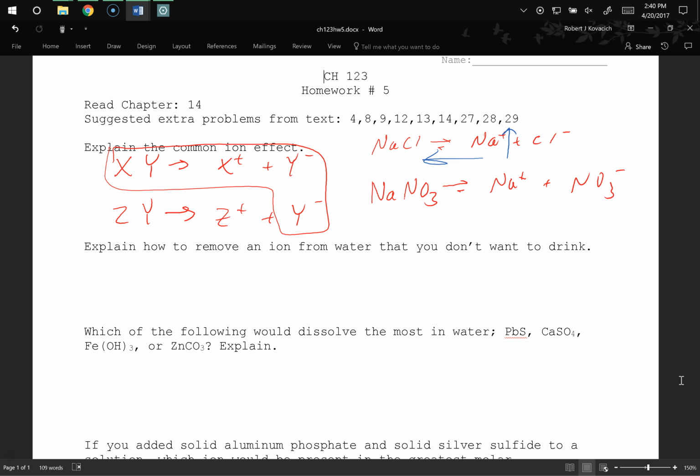Wait, what did you just ask me? If you could use the common ion effect but not make something into a solid. You mean make it stay aqueous? Yeah, not necessarily have your end goal be to make something a solid again. Get it out.